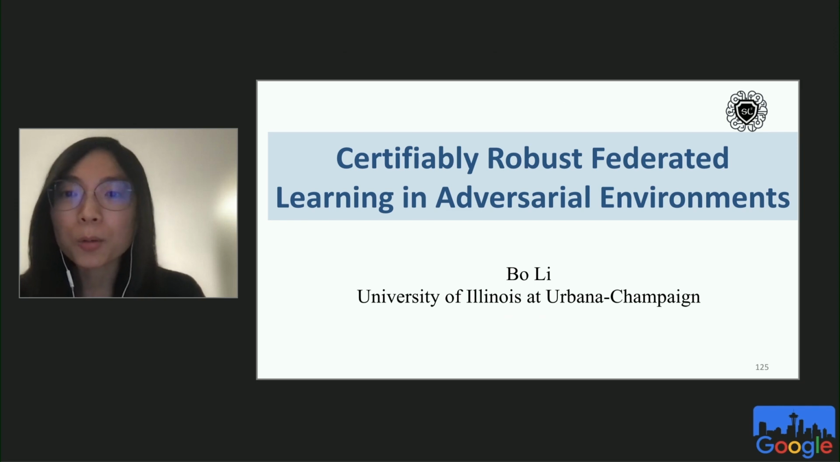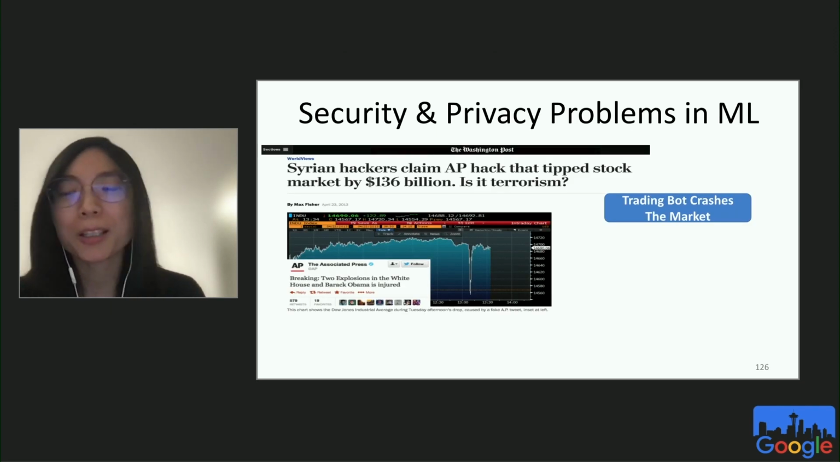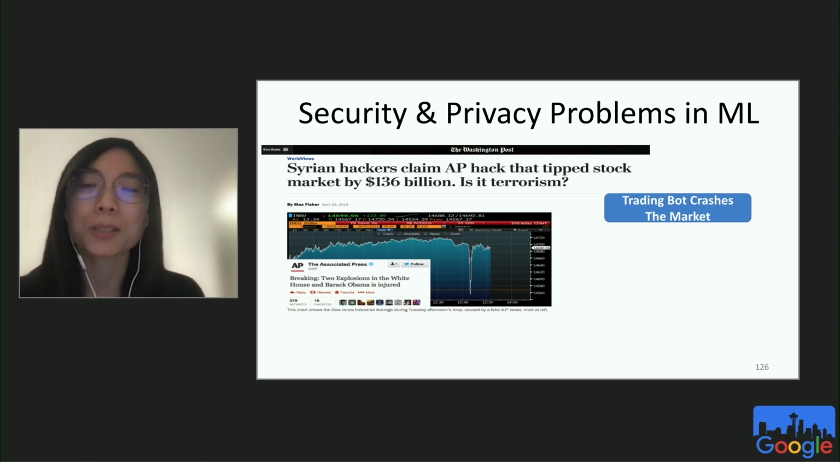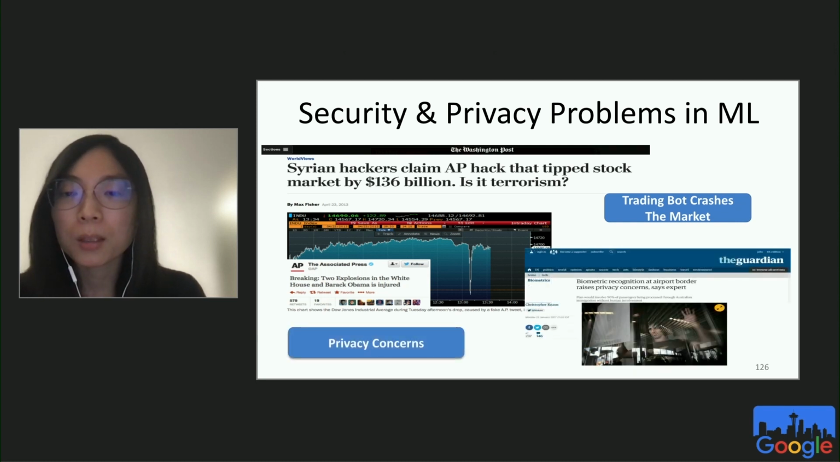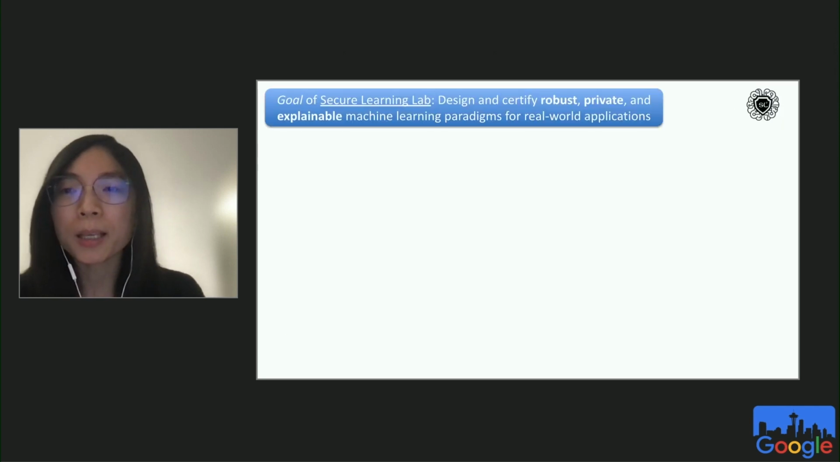Next, please. So first off, we know that machine learning is ubiquitous in our world and it has brought a lot of convenience. But of course, there are a lot of security and privacy concerns currently. For example, in 2016, the Associated Press Twitter account was hacked with phishing emails and spread the rumor that the White House had been attacked, which triggered autonomous trading bots to dump a large amount of stocks within seconds and wipe out a big number of $1 billion. And similarly, there are a lot of privacy concerns as well.